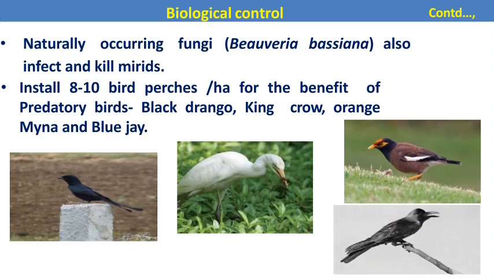Then we can also install bird perchers. These bird perchers help the birds to stand in the fields, and with the help of these birds we can manage the different caterpillars which are present in the cotton fields. Among these birds, the black drongo, king crow, orange myna and blue jay are the birds that help to reduce the insect pest population in the field.